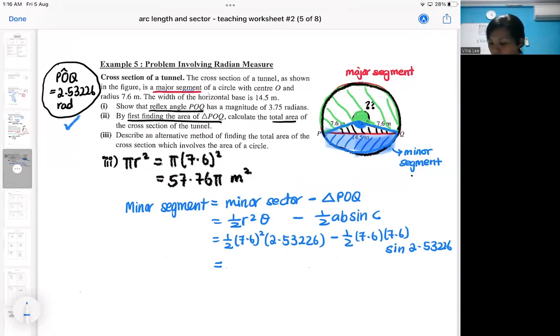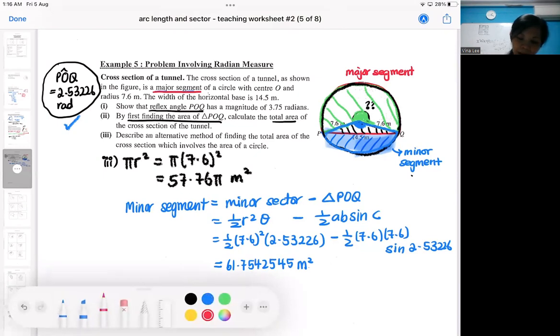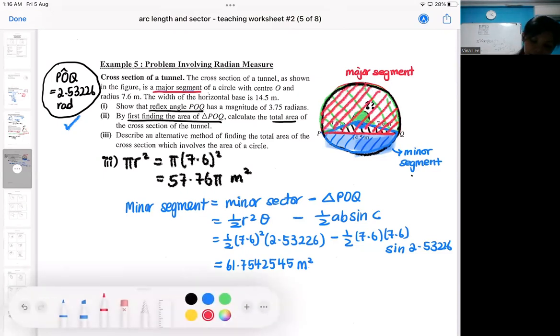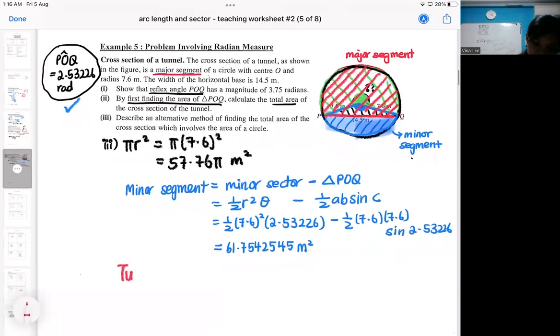So remember, your calculator needs to be in radian mode. So you will get 61.75425. So that is the blue segment. So now I'm going to find my tunnel. So this is my tunnel. So this whole thing is my tunnel. So to get the tunnel, same idea. You just use your circle and subtract away the minor segment.